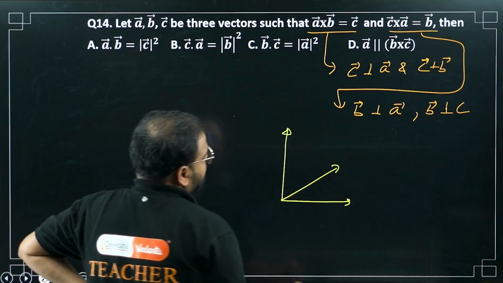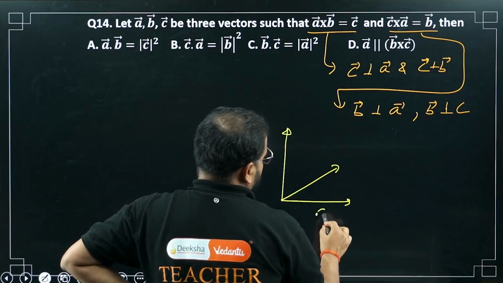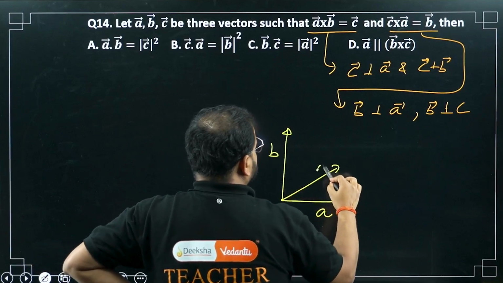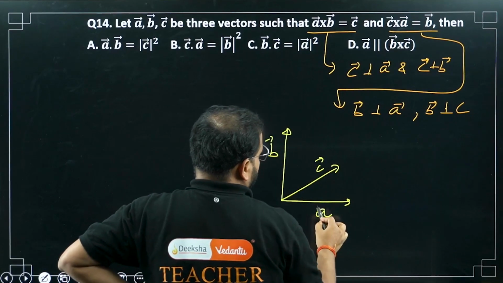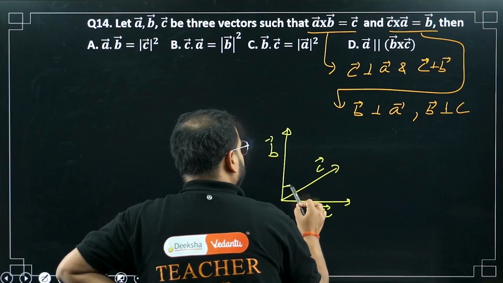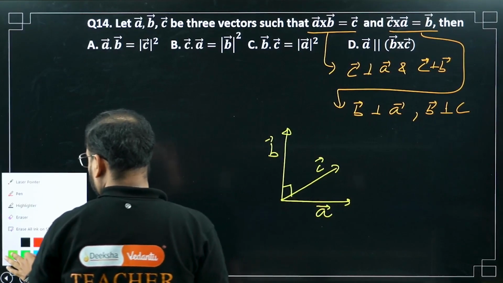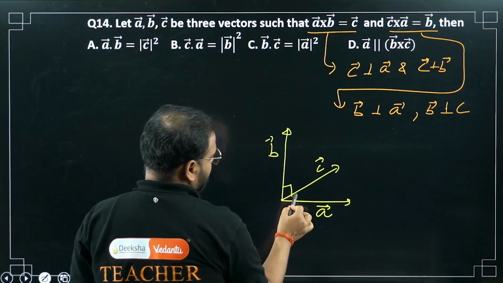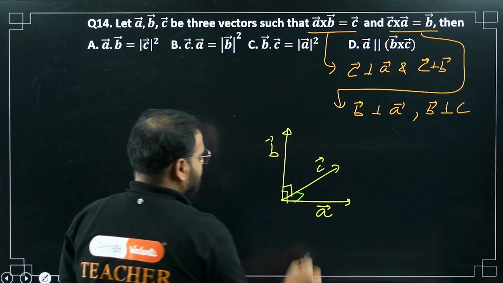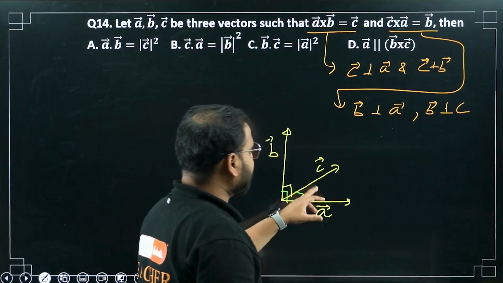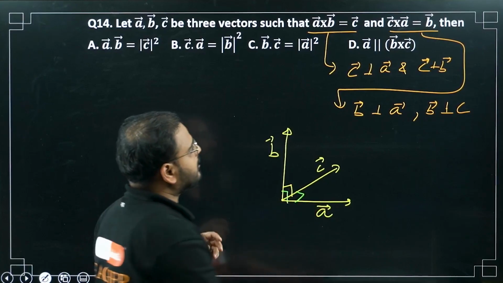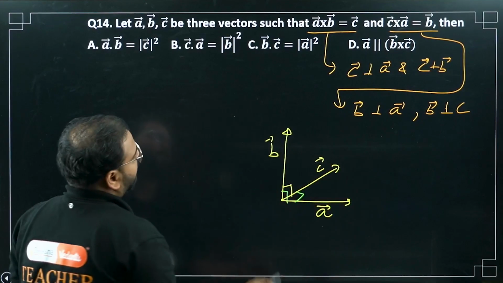All right. So if I take this to be A, and this to be B, and this to be vector C, vector A, vector B, vector C. They are all perpendicular, no? This is perpendicular. Even this is perpendicular, right? And this is also perpendicular. So there are three perpendiculars. A and C perpendicular, C and B perpendicular, and A and B also perpendicular. Please check the options here.